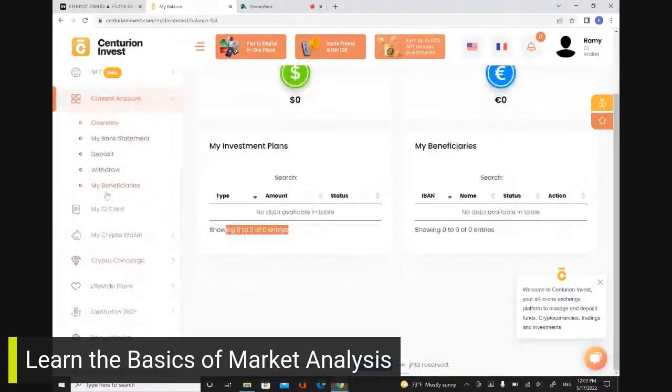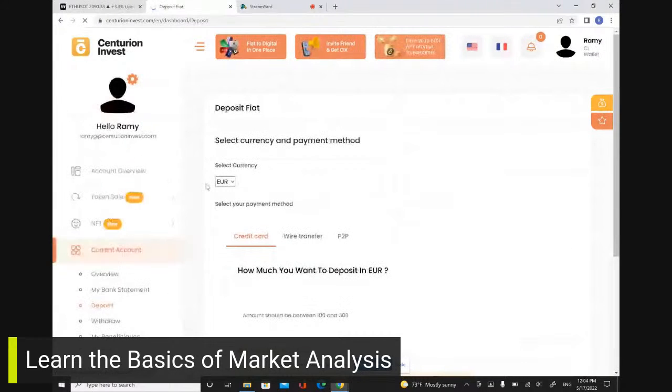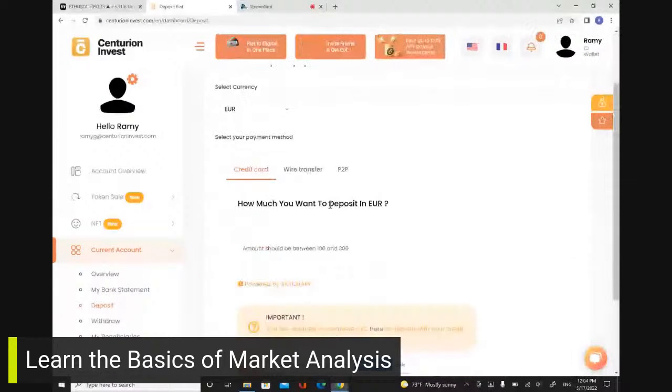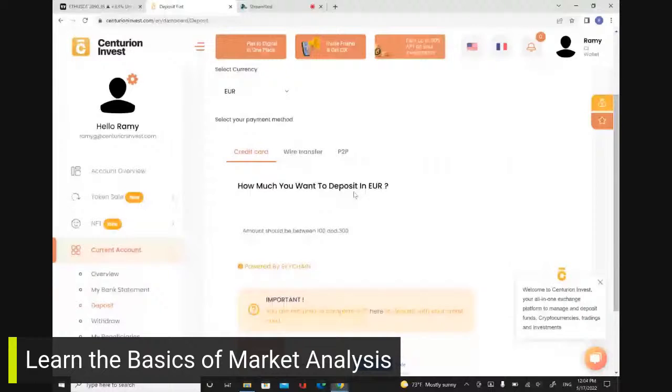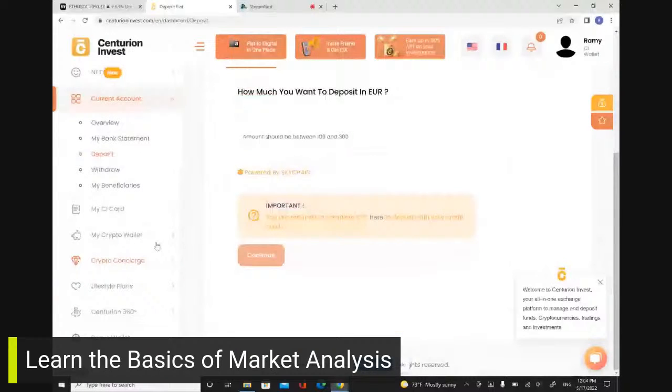Now let's see, for example, if you want to deposit, we can press right here, deposit, and deposit either Euro or USD. So you can also deposit using the credit card, wire transfer, and P2P. So we have everything in place.